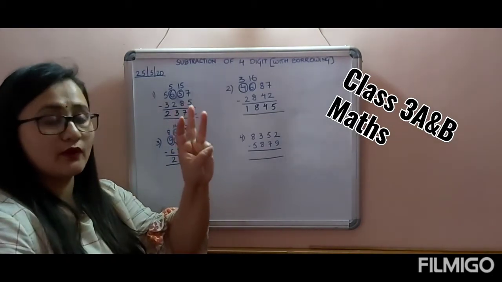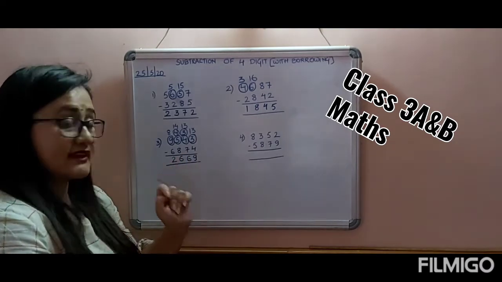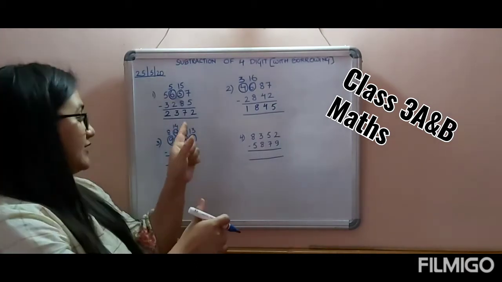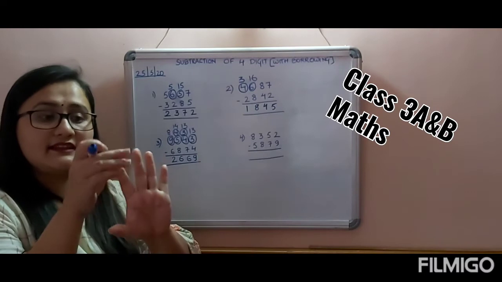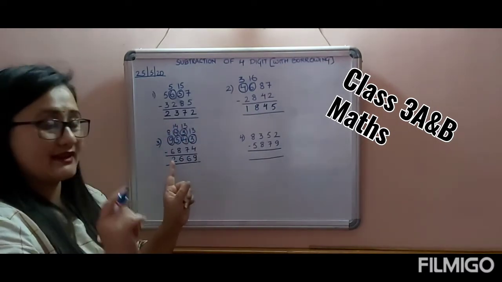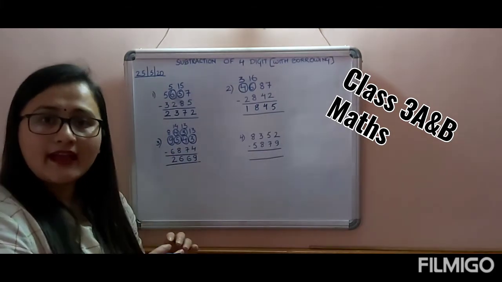10, 11, 12, 13. Yes, 13. You are right. 7 plus 6: 7, 8, 9, 10, 11, 12, 13. Again 13. You are right. Then 8 plus 6: 9, 10, 11, 12, 13, 14. Yes, you are right. 6 plus 2: 6, 7, 8. So your answer is absolutely right.